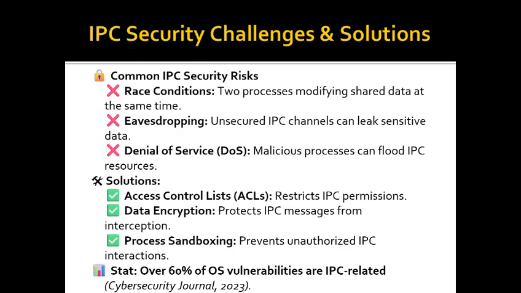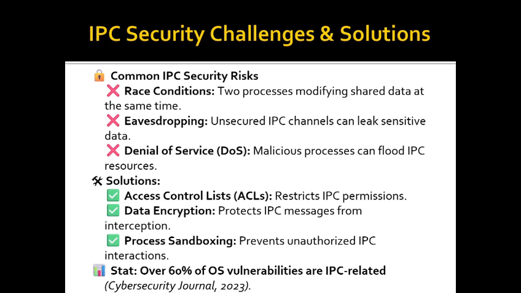IPC security challenges and the solutions. The common IPC security risks are race conditions, eavesdropping, and denial of service. In race conditions, two processes modify the shared data at the same time. They are the most common IPC security risks.